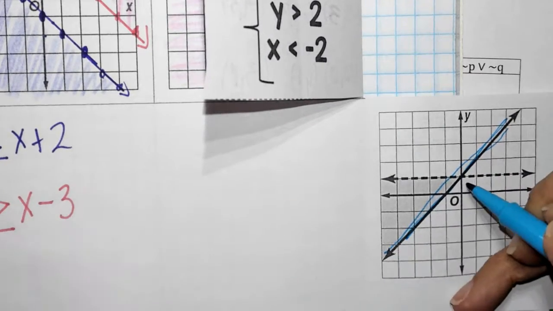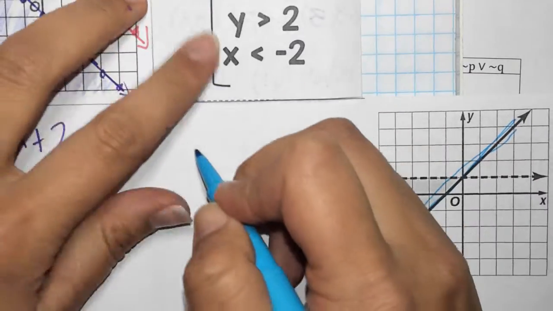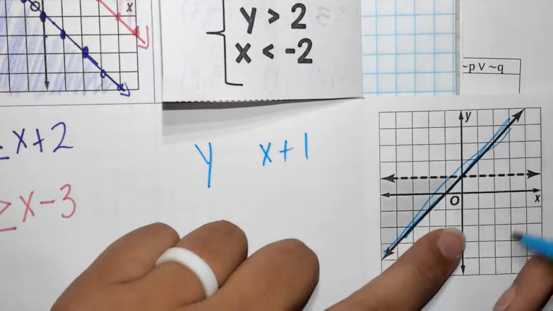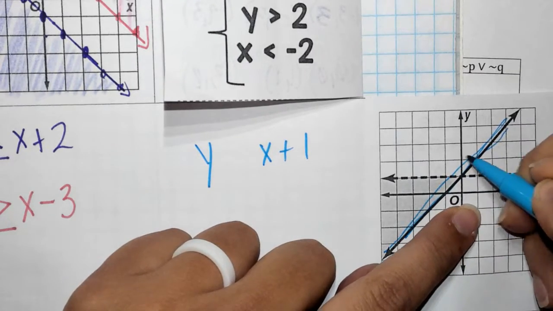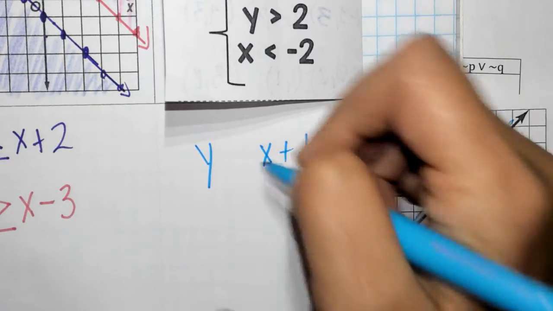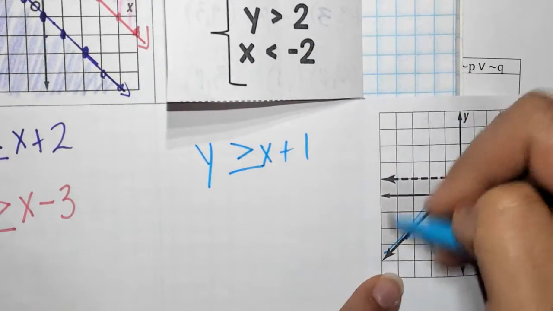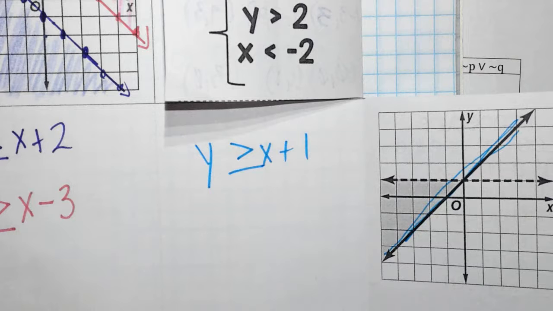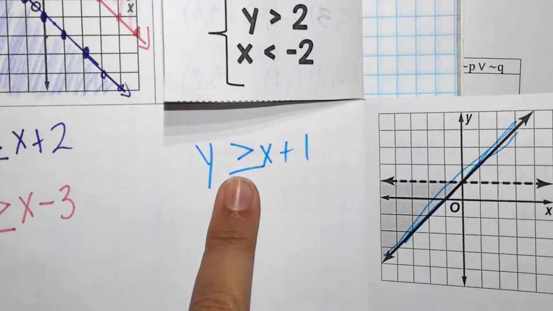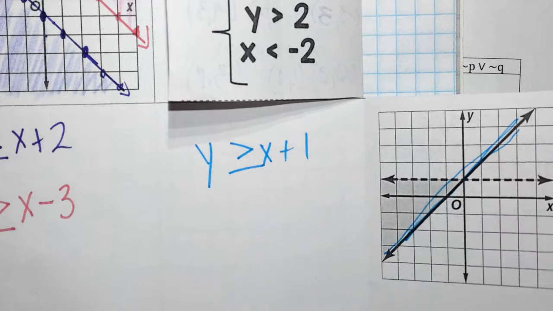All right, so hopefully you wrote down your Y, you wrote down your X, and you wrote down your +1, correct? And then you go up 1, right 1, so your slope is 1. And then it's greater than or equal to, because it was shaded above. How many of us got that right? Take a point for your team. Great job. It's because it's above.